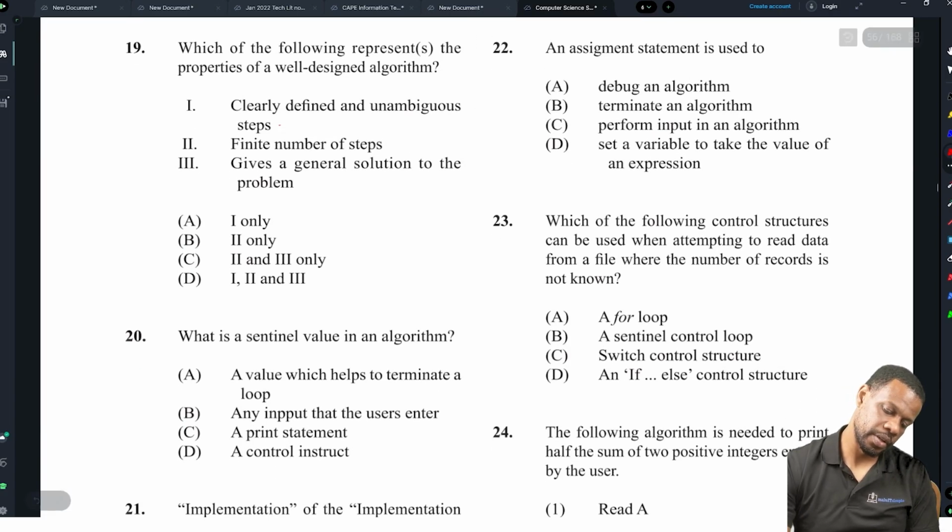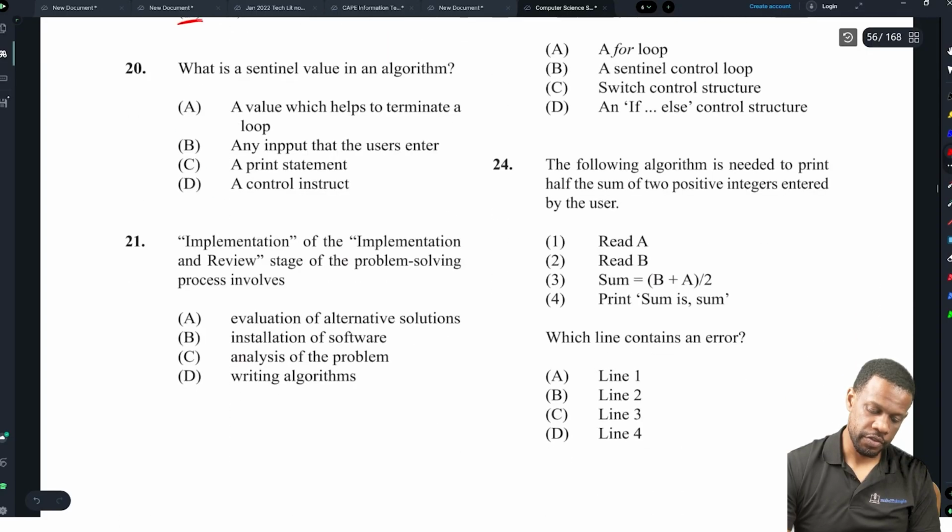Clearly defined and unambiguous, correct finite number of steps, yes, gives a general solution to the problem. I would guess so. We'll take D there. That looks like a repeated one from some year.